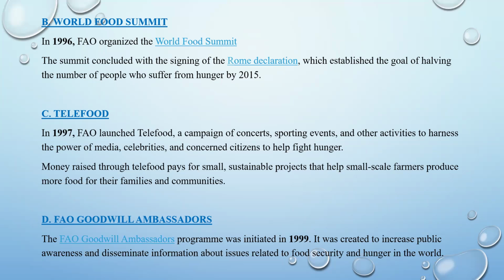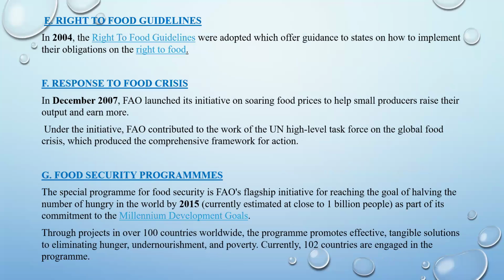The FAO Goodwill Ambassador Program was initiated in 1999. It was created to increase public awareness and disseminate information about issues related to food security and hunger in the world. Right to Food Guidelines. In 2004, the Right to Food Guidelines were adopted, which offer guidance to states on how to implement their obligation on the right to food. The next program was Response to Food Crisis.